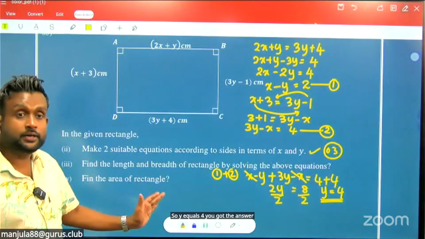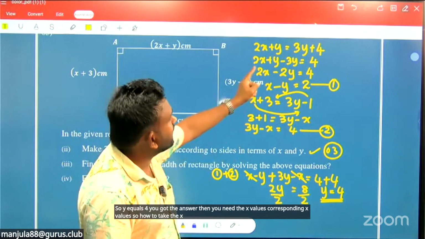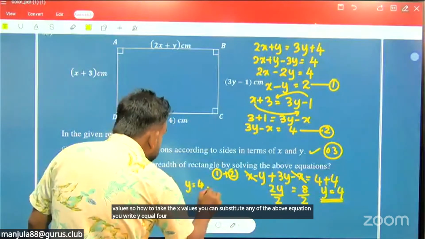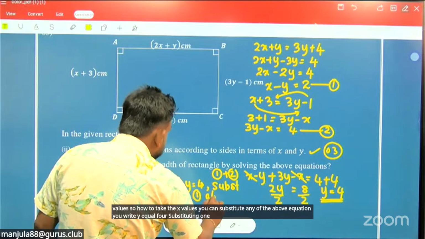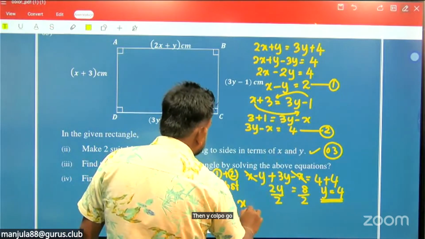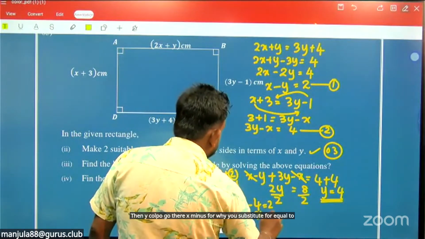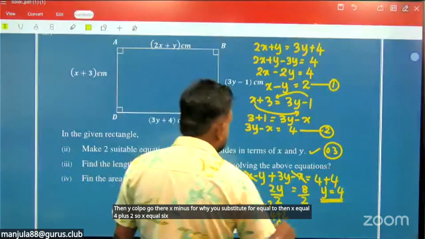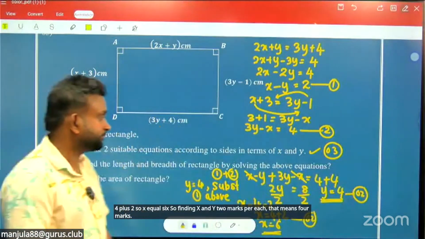Then you need the corresponding x value. So how do we find x? You can substitute into any of the above equations. You write y equals 4, right? Substituting in equation 1 above. So you have to write these steps, right? Then y equals 4, go there. x minus, for y you substitute 4, equals 2. Then x equals 4 plus 2. So x equals 6. Right, for finding x and y, 2 marks each. That means 4 marks for solving.